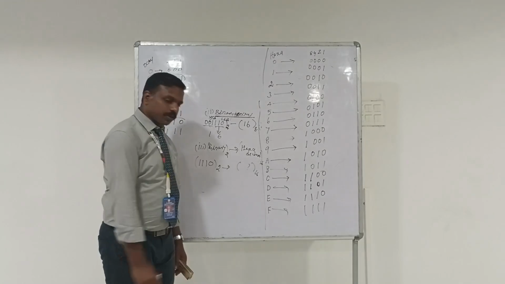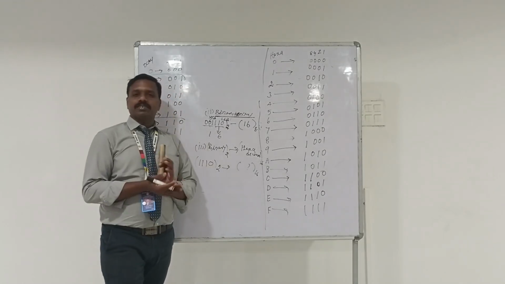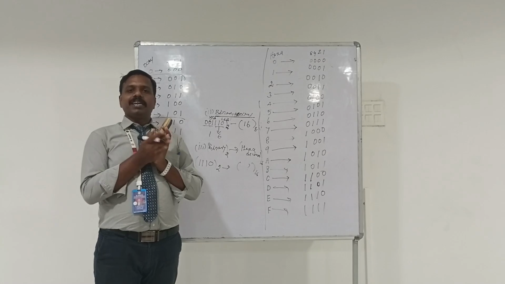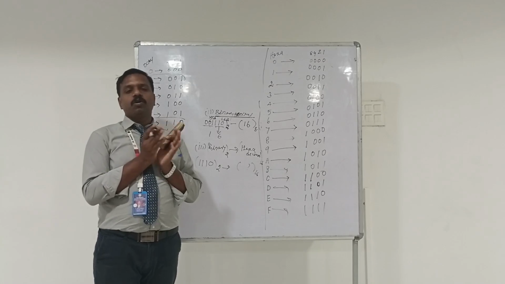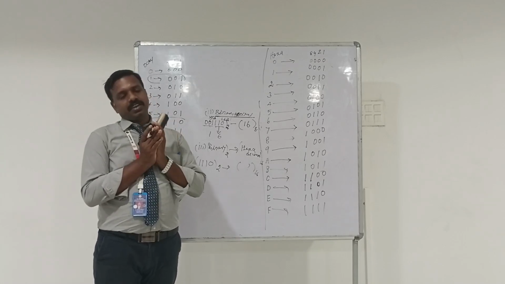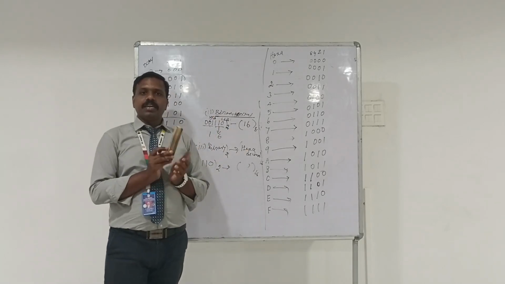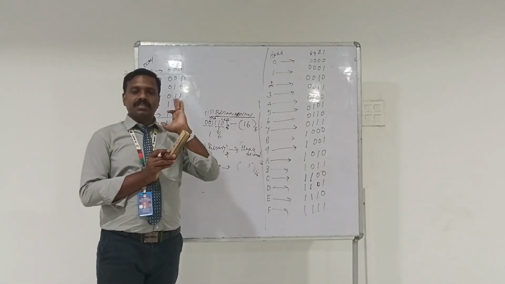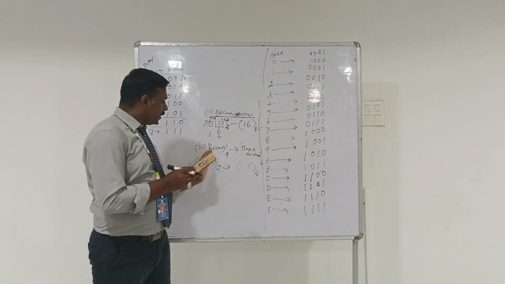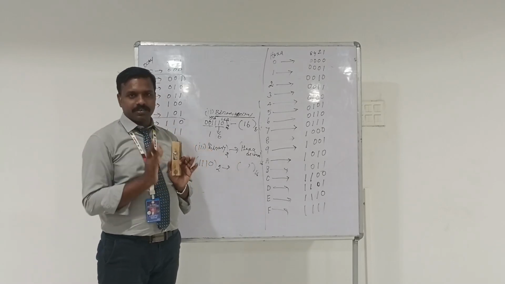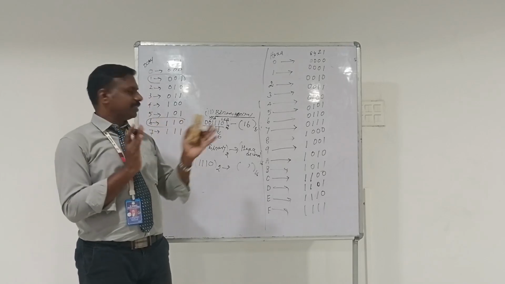Okay, you have to make groups, similarly to the binary to octal conversion. But here I have to make groups where each group consists of 4 digits instead of 3 digits. In binary to octal conversion, each group consists of 3 digits. In binary to hexadecimal conversion, each group consists of 4 digits. There is a major difference between them.